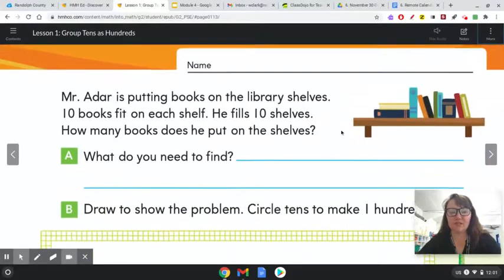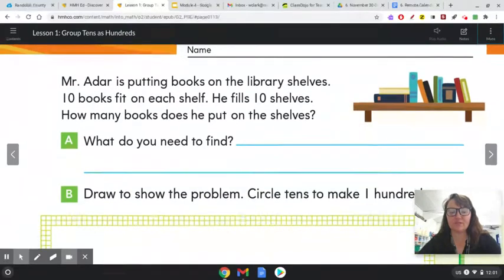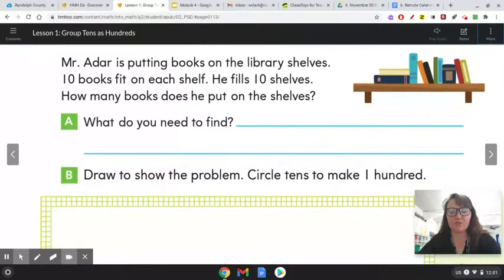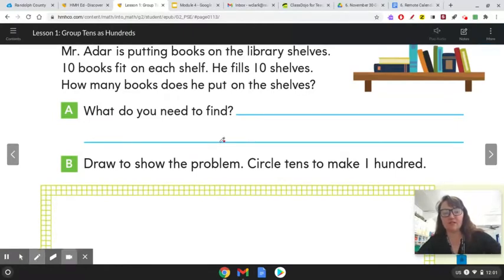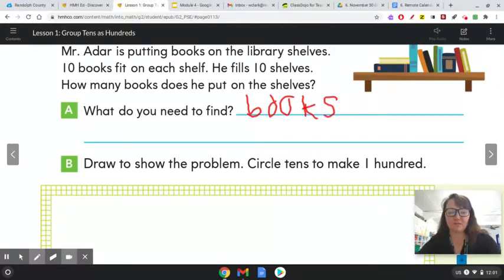All right, so next page. Mr. Adar is putting books on the library shelves. 10 books fit on each shelf. He fills 10 shelves. So how many books does he put on the shelves? So A, what do you need to find? You need to find the number of books, right? Okay. Now, letter B, draw to solve the problem, circle tens to make 100. So we're going to do just like we did in the other one.